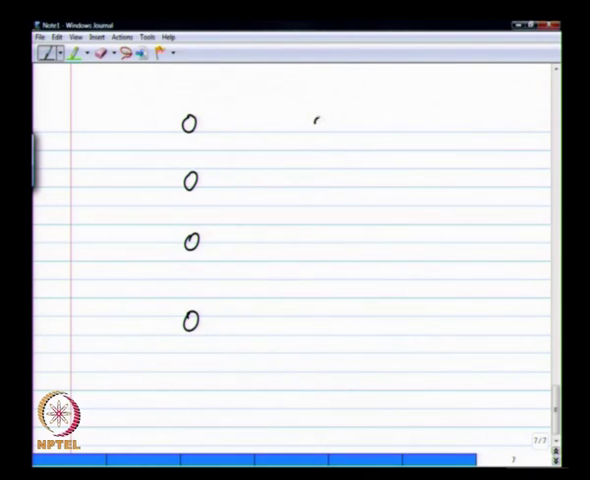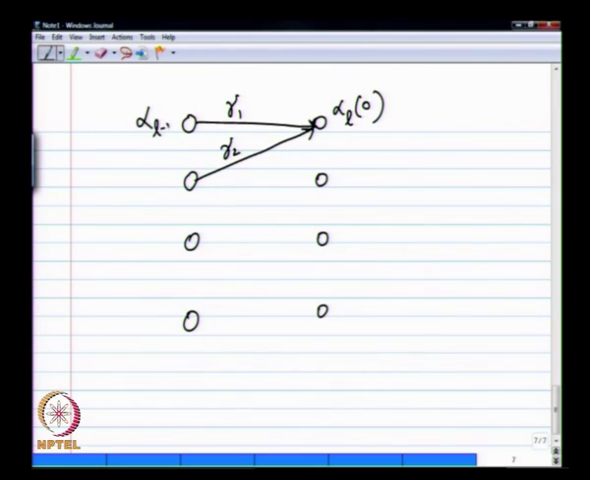Okay. So here once again the trellis interpretation for the alpha recursion is quite easy. If you look at alpha, let us say L of 0, this might be connected from here and then from here. There will be a gamma 1 here and there will be a gamma 2 here, and this will be alpha L minus 1 of 0 and alpha L minus 1 of 1. And what will be this alpha L of 0? It will simply be alpha L minus 1 of 0 times gamma 1 plus alpha L minus 1 of 1 times gamma 2.